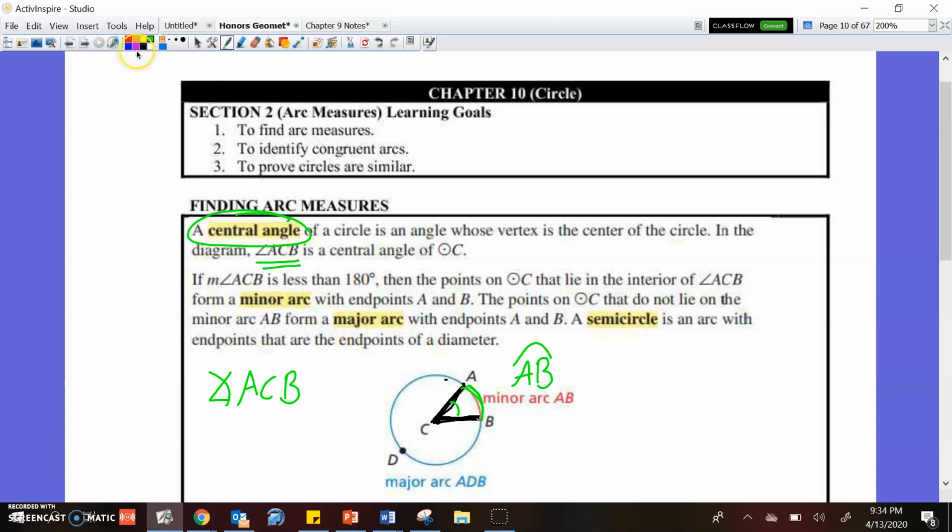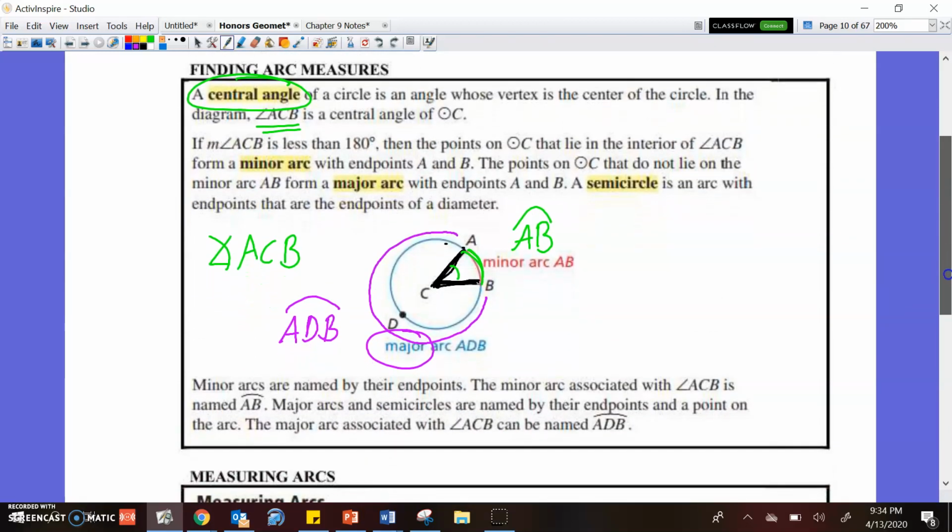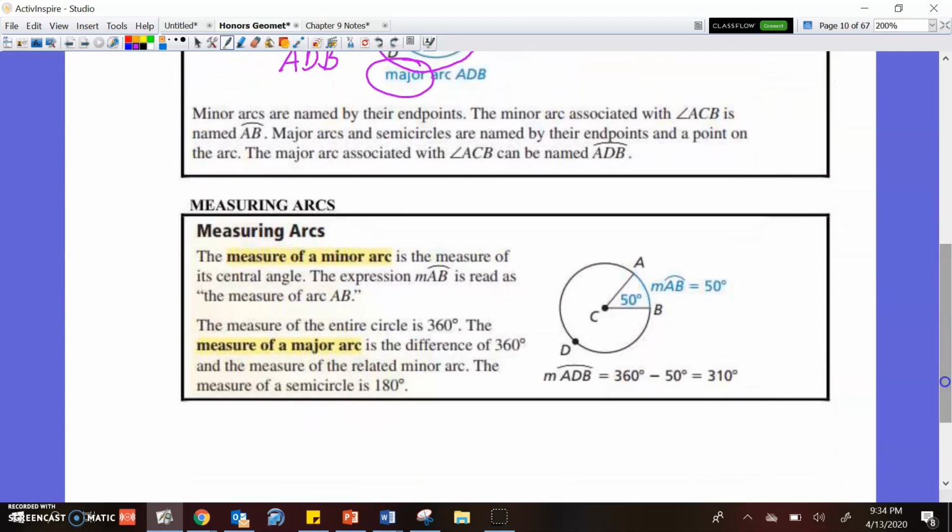Now, if we're talking about this same central angle, but I want to reference this arc, which is considered a major arc, the way we define that is using three letters, so ADB. That third letter helps differentiate it from the minor arc. Now the way we measure arcs: when the central angle in this case is 50 degrees, then this minor arc is also going to be 50 degrees. So the measure of a minor arc is the measure of its central angle. And we write it with a little m. So the measure of arc AB in this case is 50 degrees.